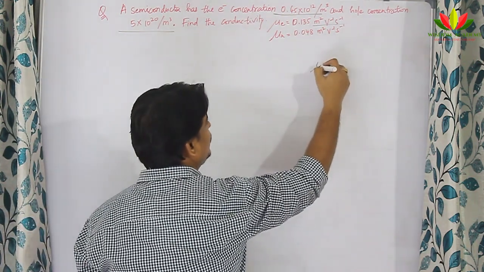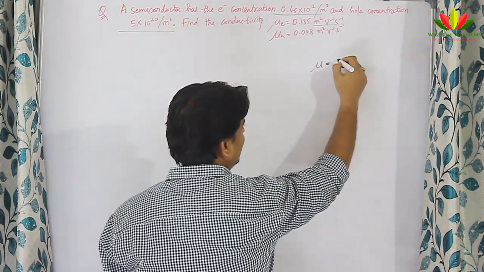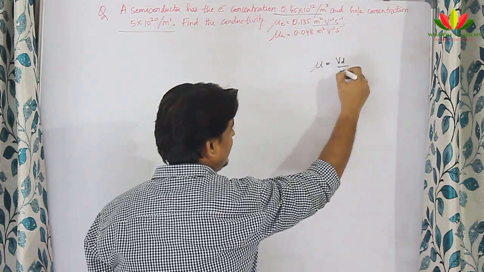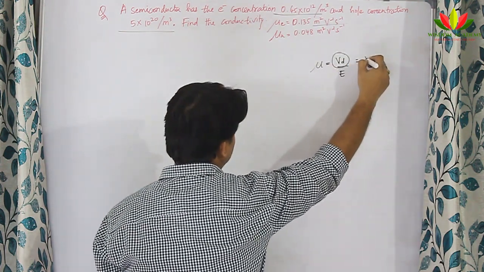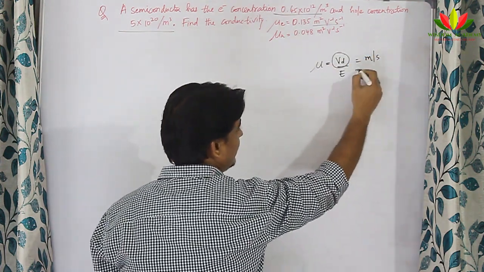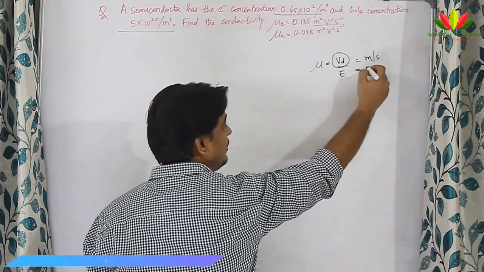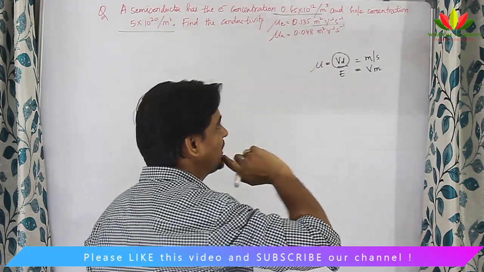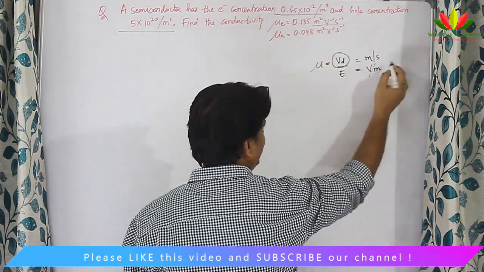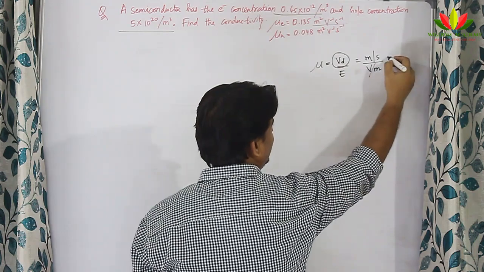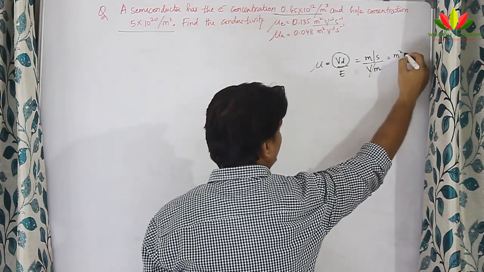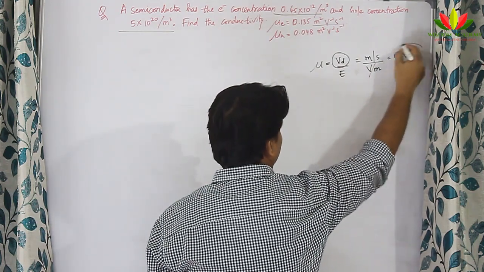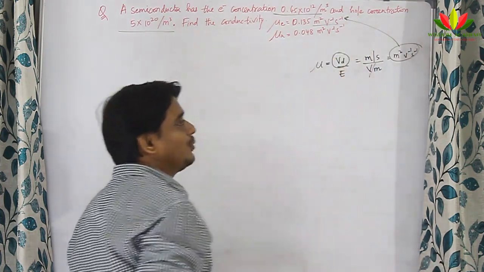See, mobility mu was equal to what? Drift velocity per unit electric field. What is the SI unit of drift velocity? Meter per second. What is the SI unit of electric field? It will be volt per meter. So meter per second by volt per meter will be meter square V minus 1 S minus 1. That is the SI unit of mobility.